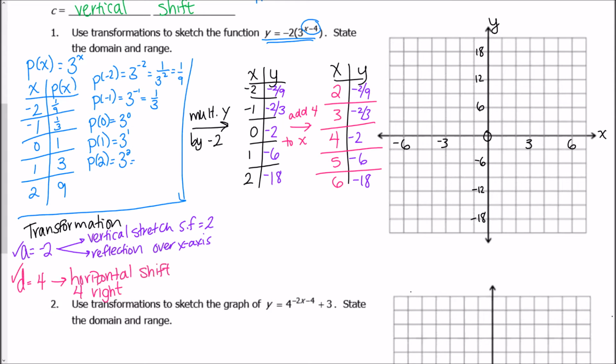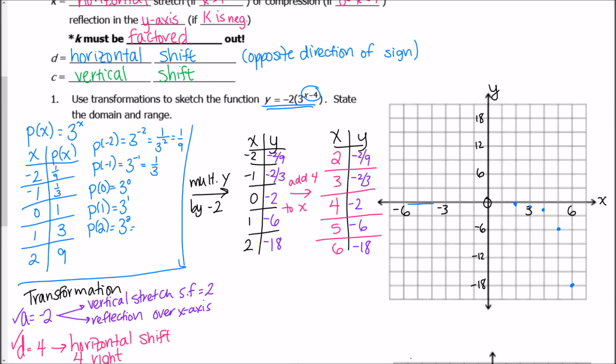All right, so now all I have to do is graph out my coordinates. So I know that 2 will correspond with -2/9 right here. So it's going to be very small. I'm going to have it go right here, almost touching the x-axis. 3 will correspond with -2/3. 4 will correspond with -2 right here. 5 will correspond with -6, and 6 will correspond with -18.